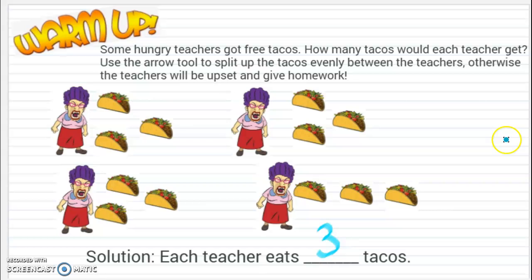Okay, you could have counted how many tacos you had and how many teachers you had, divided the 12 tacos by the 4 teachers, so 12 divided by 4 gives you 3, or you could have separated them like I did and given 1 taco to each teacher and then distributed them evenly, which gives you 3 tacos per teacher.